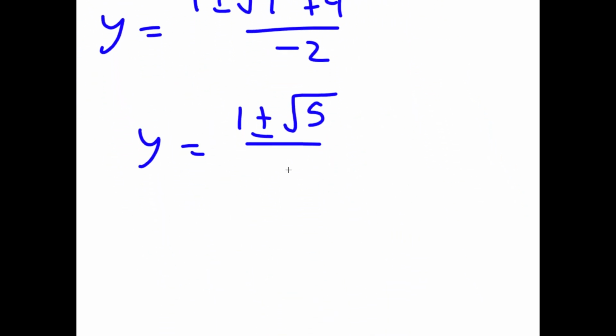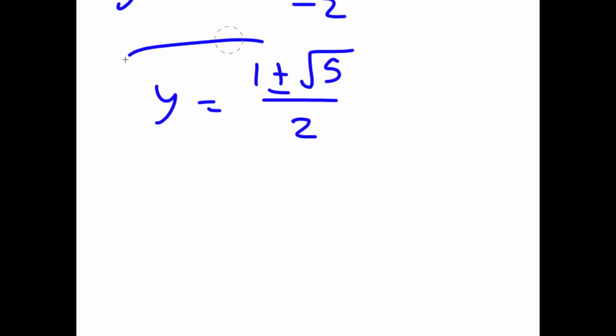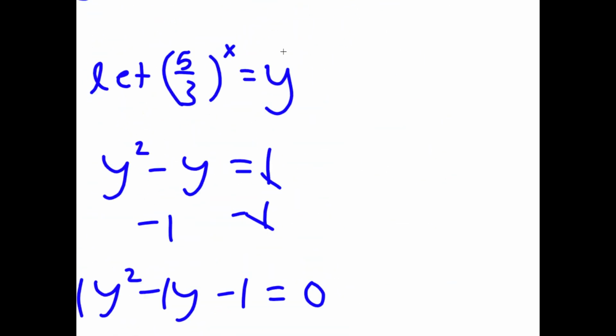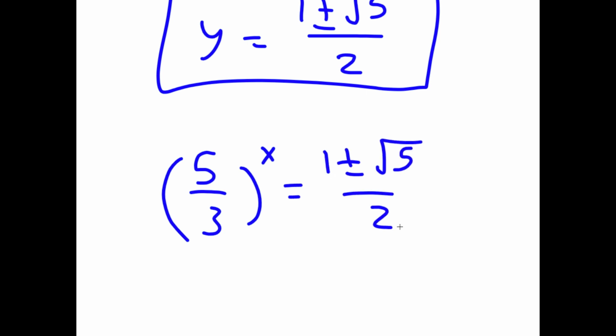I'm sorry, this will actually be just a regular 2. So now that I have my value for y, remember how I said 5 over 3 to the power of x equals y. So now I have 5 over 3 to the power of x is equal to 1 plus or minus the square root of 5 over 2.